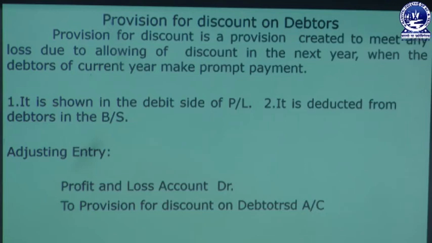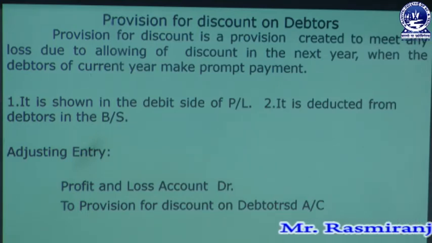That means in order to collect from the debtors promptly, the organization is going to allow a certain percentage of discount to the customers to whom the goods are sold on credit, only to meet any type of loss. So when a provision is made for a discount allowed to the debtors at a certain percentage, only to make prompt payment to the organization, that is called a provision for discount on debtors.